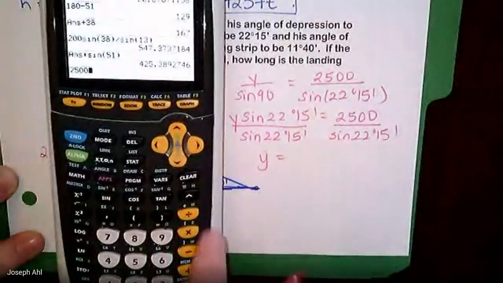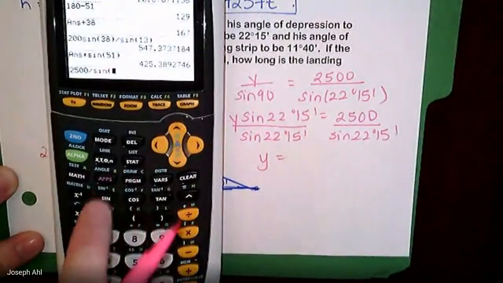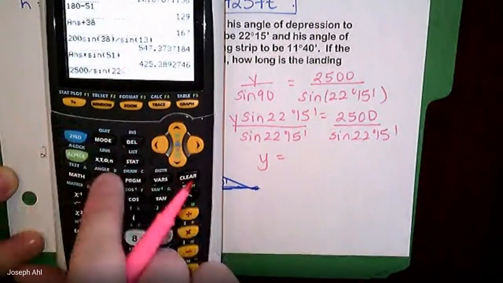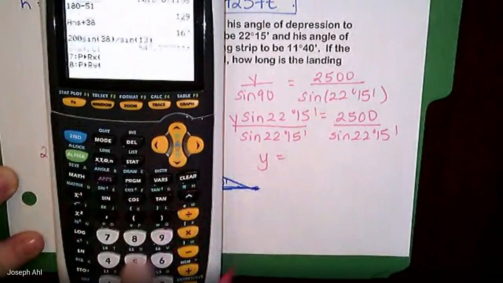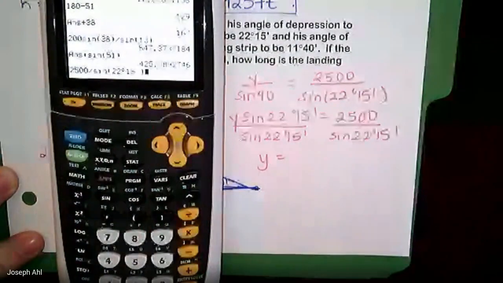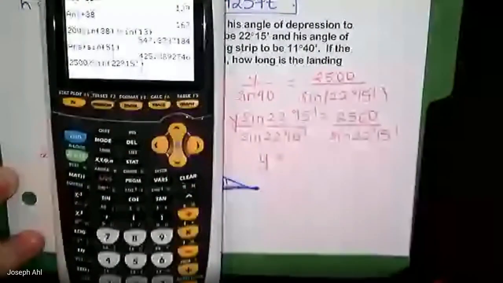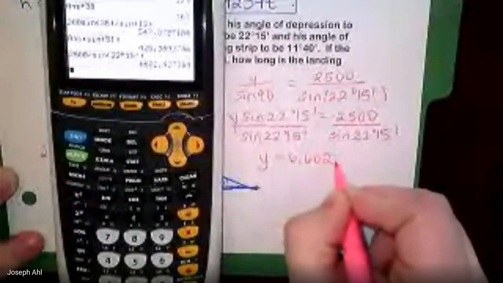So 2,500 divided by sine of 22 degrees, and then 15 minutes is, let's see, so I'm getting 6,602, something like that. Okay.